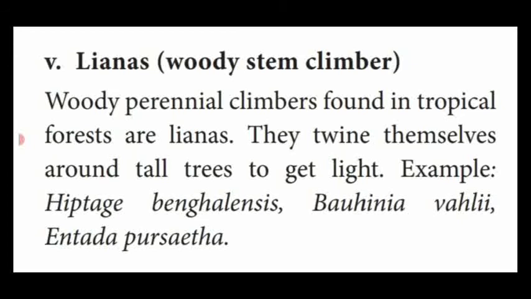They twine themselves. They are producing more woody climbers. Different climbers twine together around the tall trees to get light. That means they are exposed to the sunlight. Example: Hyptage bengalensis, Bauhinia vahlii, Entada pursaetha. So these are all the 3 plants which are showing the lianas, that is woody stem climbers.